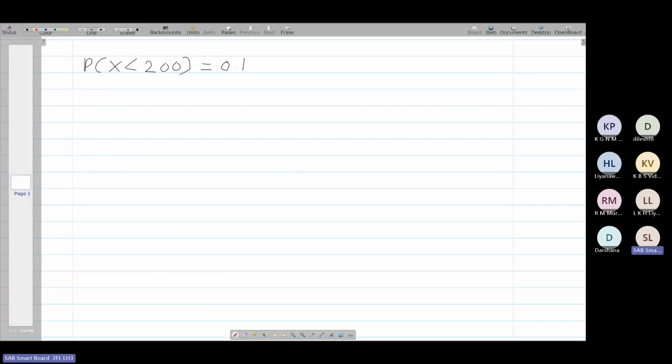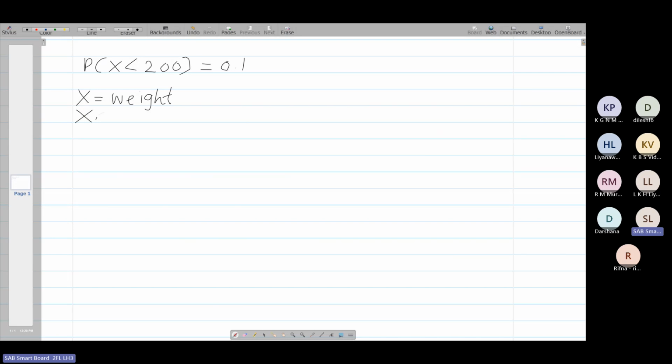Then first we need to define what x is, what the variable is in here. Weight is the variable. Then x is normally distributed with mean mu and the variance. The mu is not given in the question, but the standard deviation is 7.8. Then here we need to write the variance. Variance is the squared value of the standard deviation.